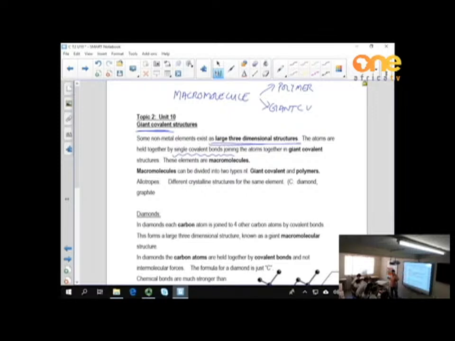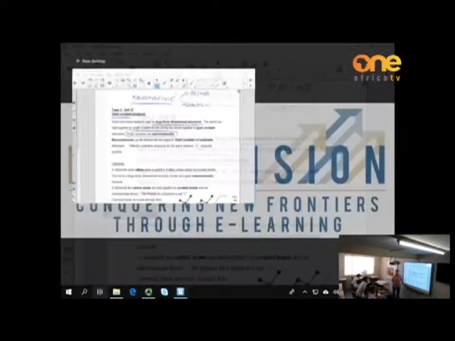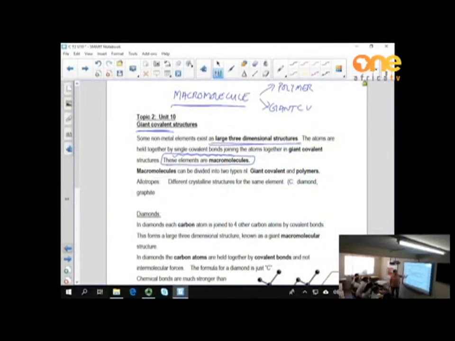So if you want to break them apart, you must break the bond. It will require a lot of energy. And they are joined together to form giant covalent structures. They form part of the group of molecules known as macromolecules. Macro, large. Macromolecules can be divided into 2 types, giant covalent and the polymers. Now, we are looking at the giant covalent. The polymers we'll do later on.